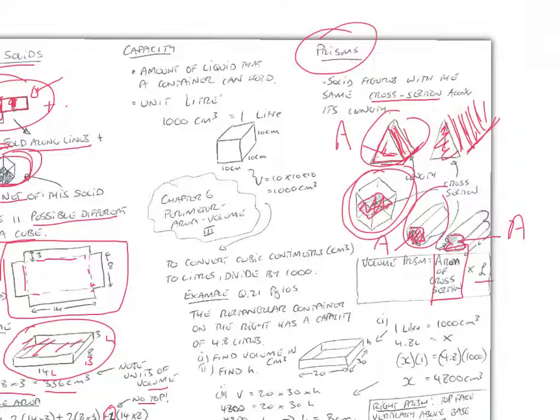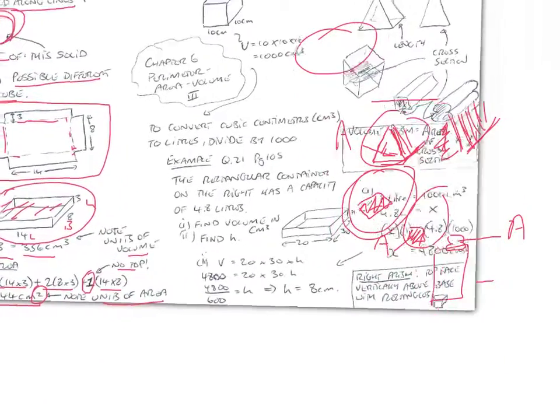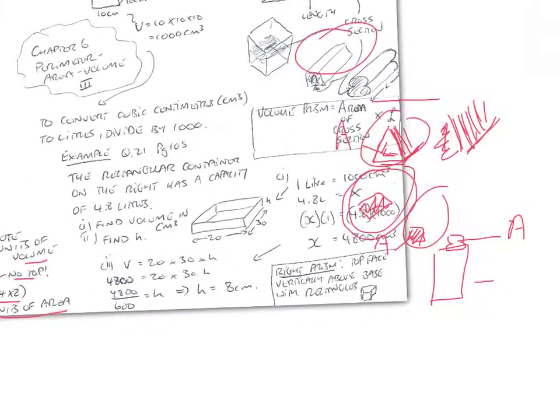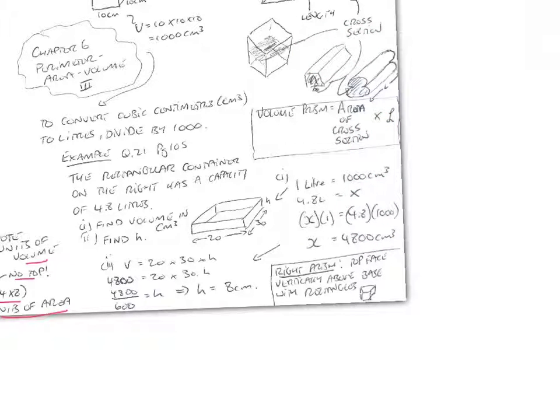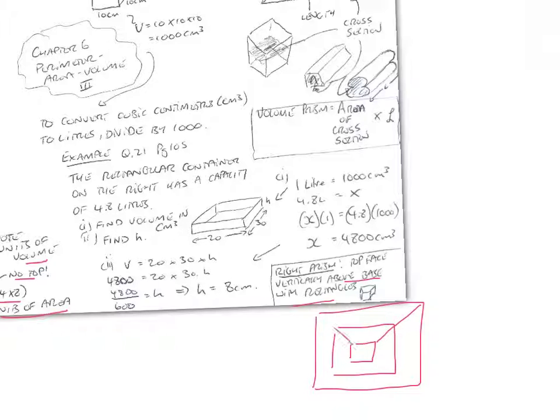Area of the cross-section multiplied by the length. And just to mention, a prism and a right prism are a bit different. The right prism has the top face vertically above the base, and in this case with rectangles. So if you can imagine looking down, that's known as a right prism.